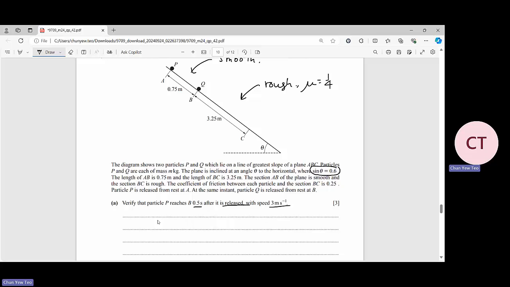Okay, so over here, we just need to consider B. P reaches B, so that means the whole plane over here is smooth. We know the distance is already given as 0.75, so we just use a formula. Because it's smooth, we use v equals u plus at, where a is g sin theta. So it will be u plus g sin theta times t.